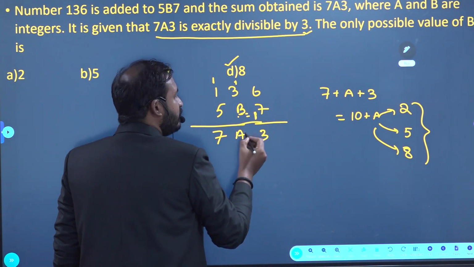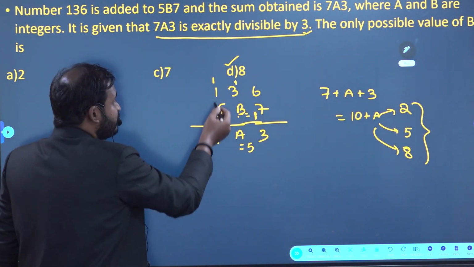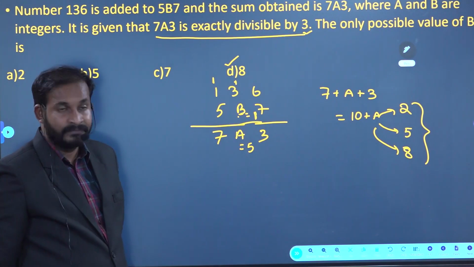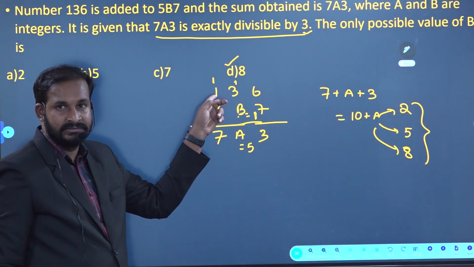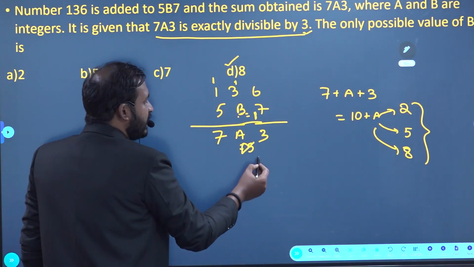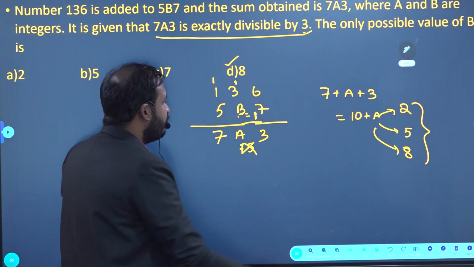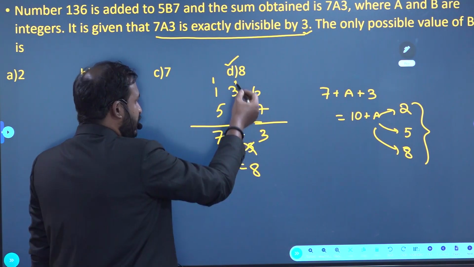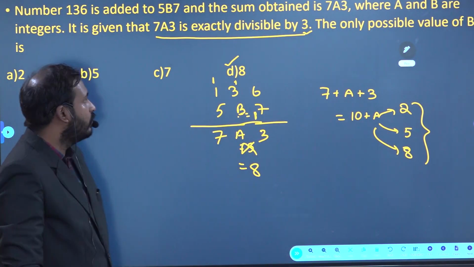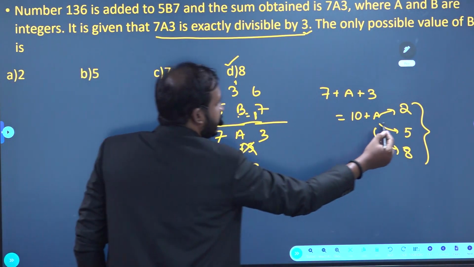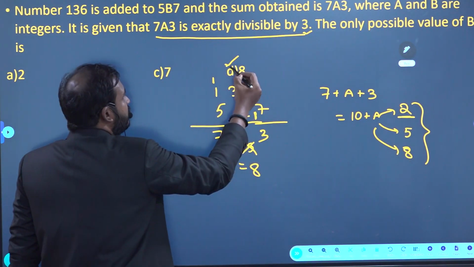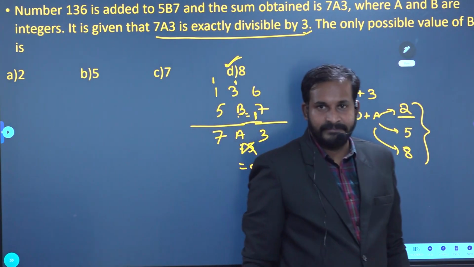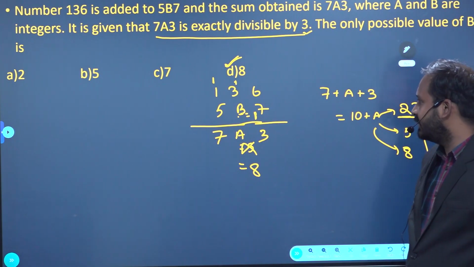Then this A value will become 5. But 1 plus 5 should become 6 only. We will not have any carry here. So because of that reason, A as 5 is not possible. If I take A as 8, this one is also not possible for us if you do it in the same manner. So the only option left for us is to take A value as 2 so that B value becomes 8 here.